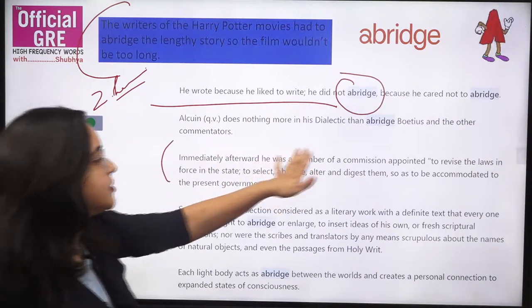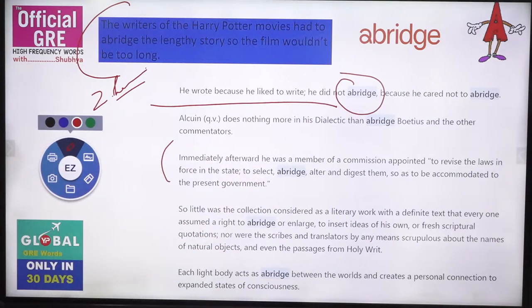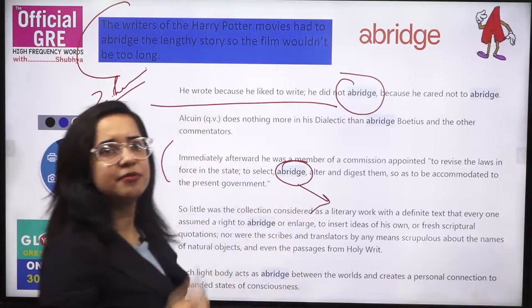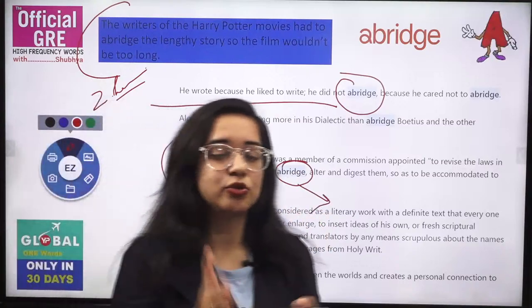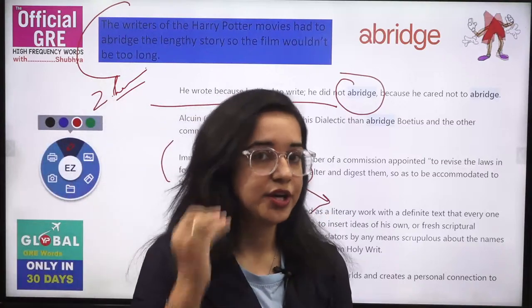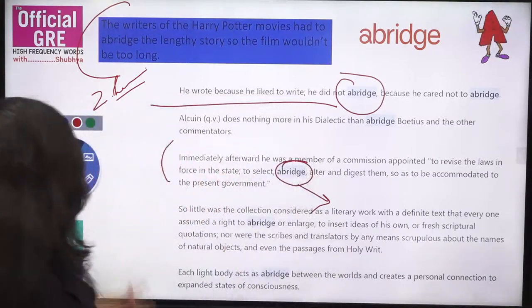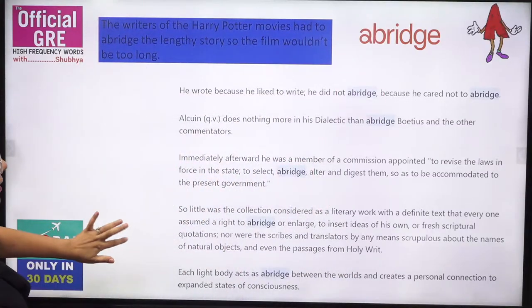Immediately afterwards, he was a member of a commission appointed to revise the laws in force in the state, to select, abridge, alter, and digest them. Matlab usko member banaya gaya tha taaki jo bhi cheezein commission mein pass ho rahi hain, un cheezon ko shorten karne ke liye, length ko reduce karne ke liye, aur un cheezon ko curtail karne ke liye. So I hope it is clear to all.